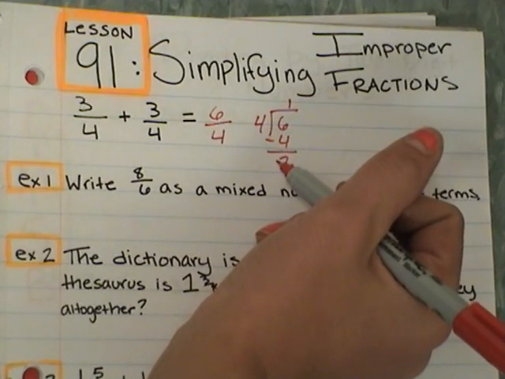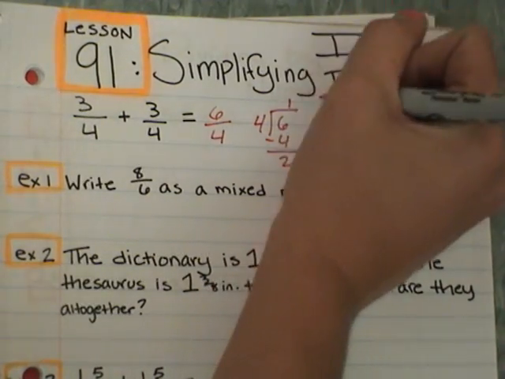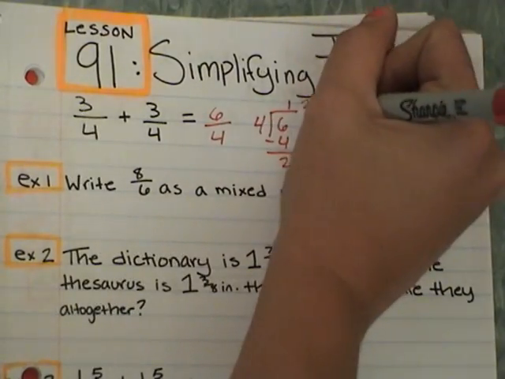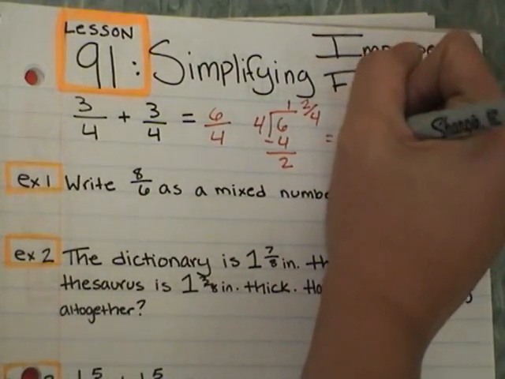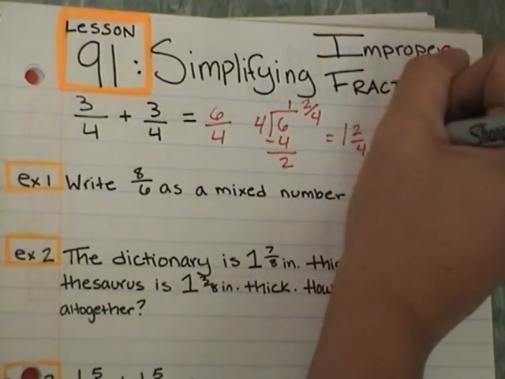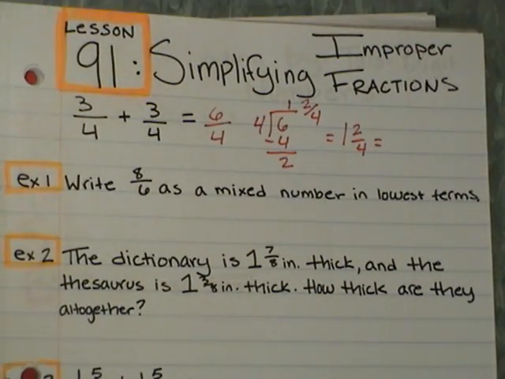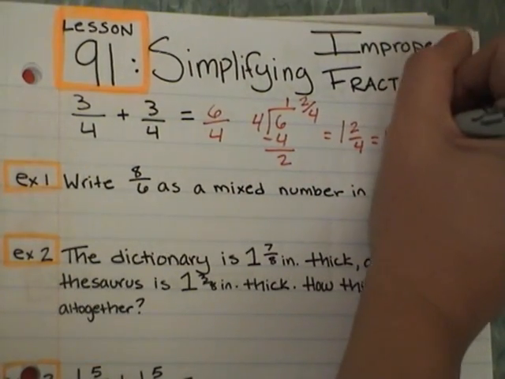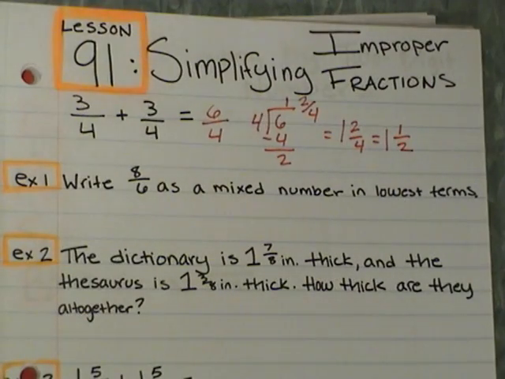So I need to put this as a fraction. 1 and 2, over here my divisor, 4. So my answer is 1 and 2/4. But I'm not done. I need to reduce that one more. And you can see they're both even, so I divide the top and the bottom both by 2 to get 1 and 1/2 as my answer.